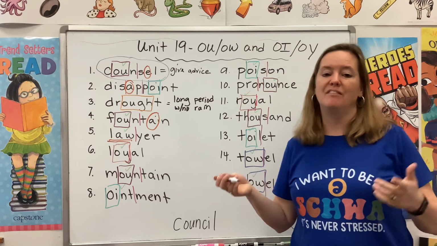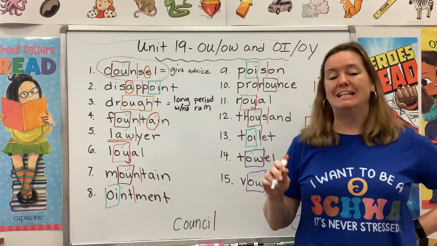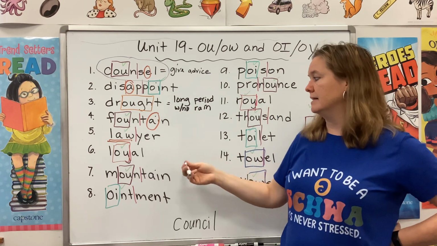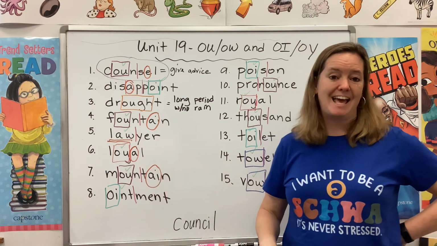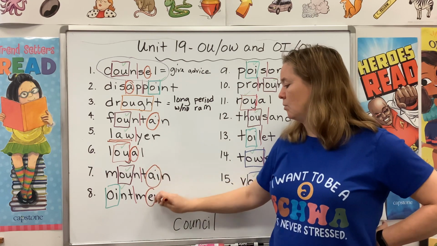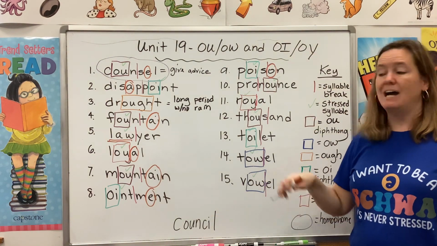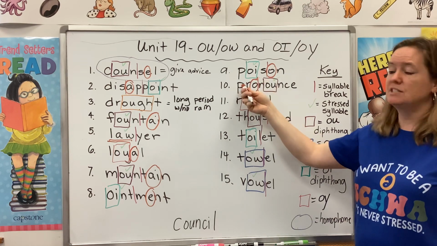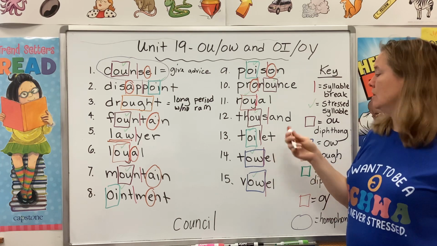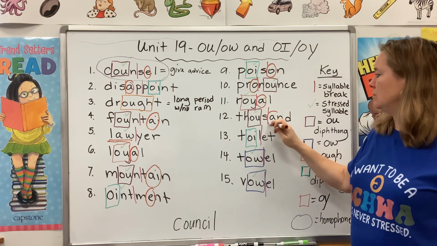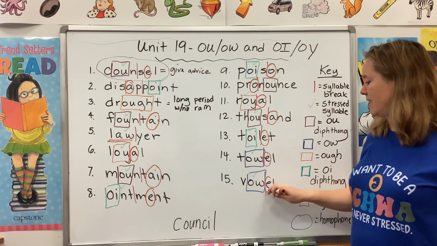We've seen A by itself, E, I, O, U. Now we have A, I combining to make that sound, fountain. Loyal, mount, on. There it is again, the A, I. We have the E in ointment. We have the O in poison. Pronounce. This time the first syllable is unstressed and it's the O that's making the schwa sound. Royal, thousand, toilet, towel, vowel.